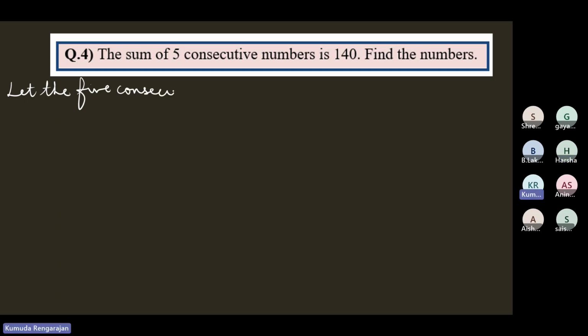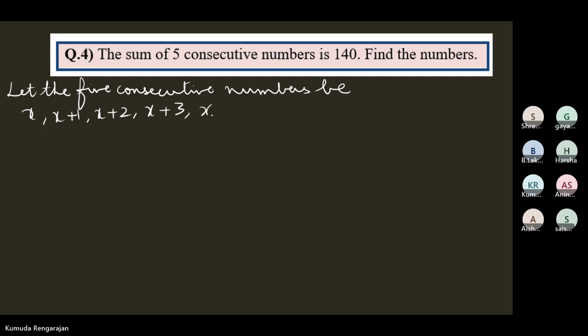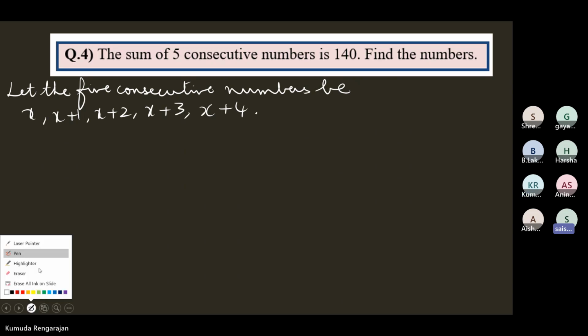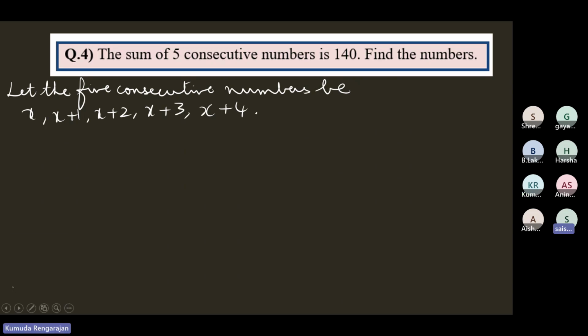So let the 5 consecutive numbers be x plus 1, x plus 2, x plus 3, and x plus 4. Very good. 1 minute, let me just write. Let the 5 consecutive numbers be x plus 1, then x plus 2, x plus 3, x plus 4. Okay. So now tell me what. The answer is 26.